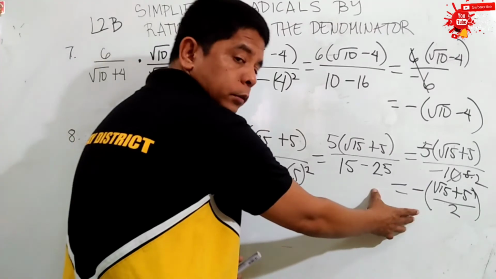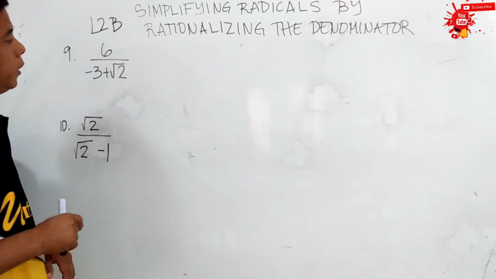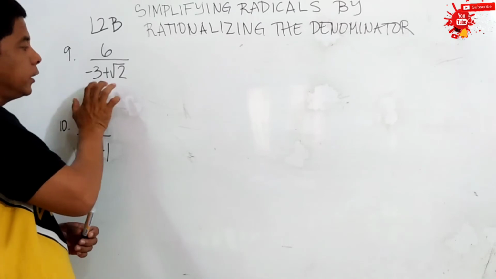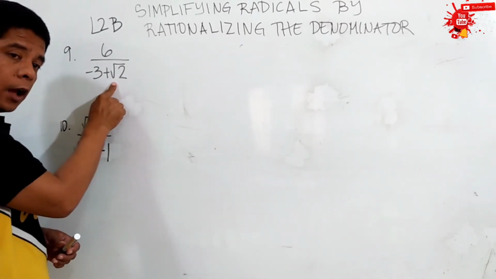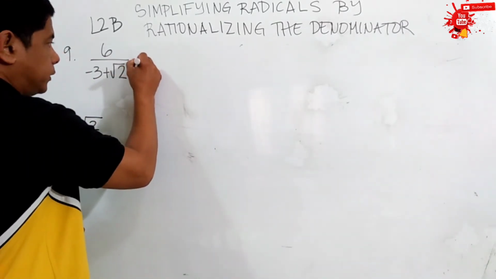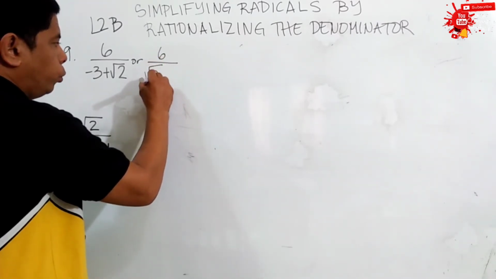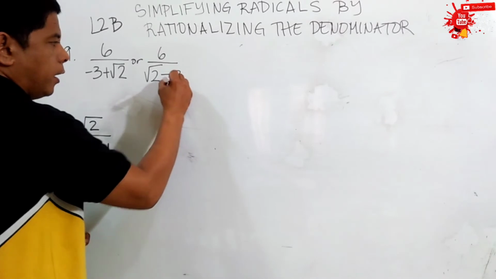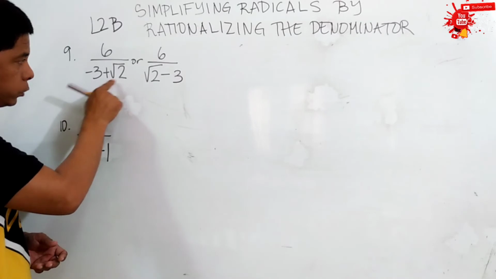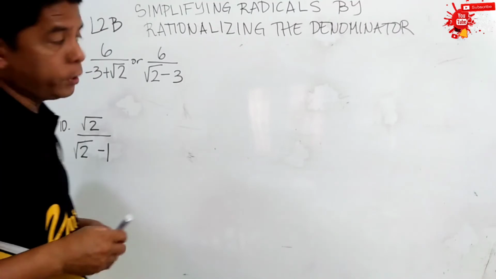Okay, nakita ba? So, kita pa to? Okay, good. Number 9. 6 over negative 3 plus the square root of 2. So, i-rewrite natin to. Gagamitin natin ang commutative property of addition ng grade 7. Equal siya sa 6 over the square root of 2 minus 3. Okay? Nakuha natin yan. Parehas lang po ang negative 3 plus the square root of 2 sa the square root of 2 minus 3. Commutative property po yan.